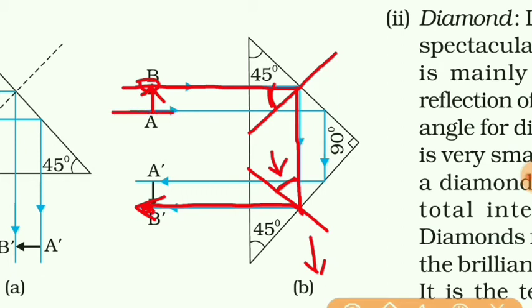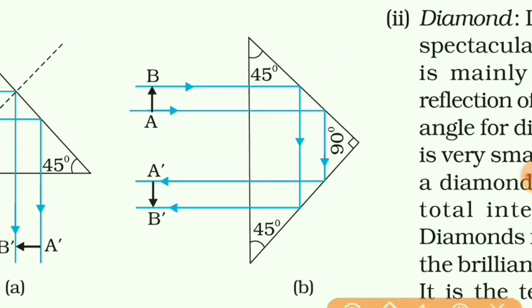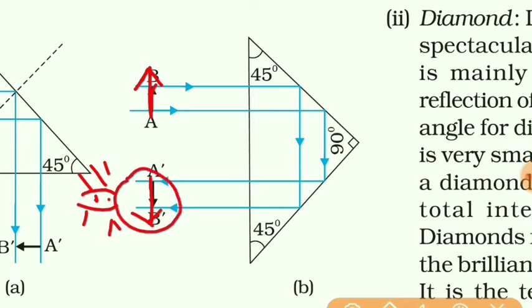Similarly, for the ray coming from point A, this type of total internal reflection will take place and its image is formed here. So you can see here the object is in the vertically upward direction, but the image is vertically downward, that is, an inverted image is observed. If a person is observing from here, then he will observe the image which is inverted.